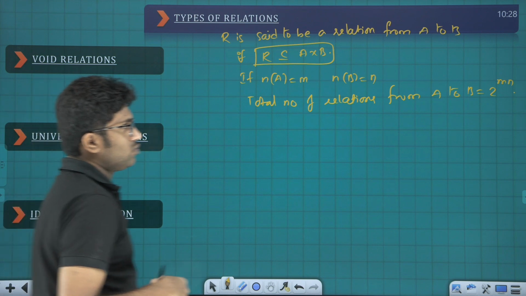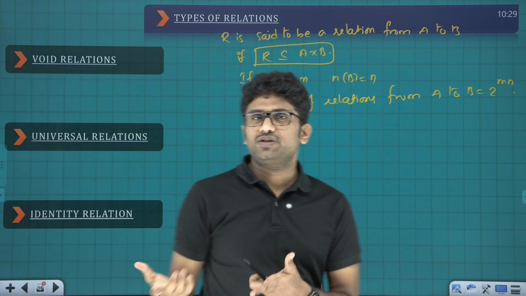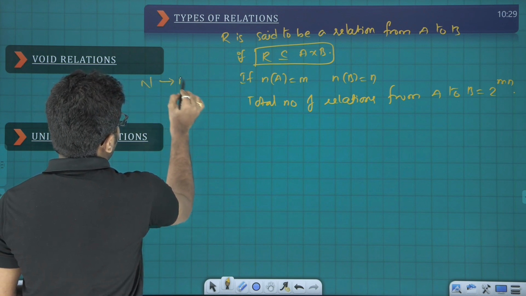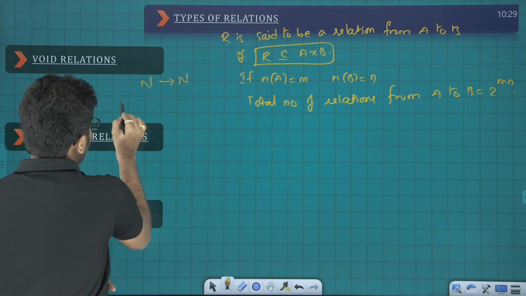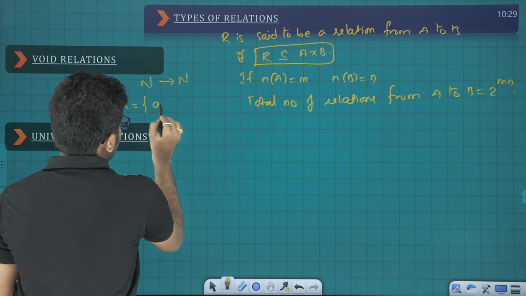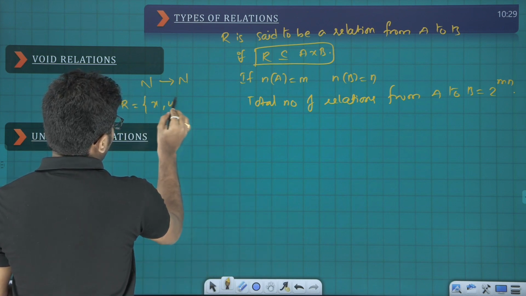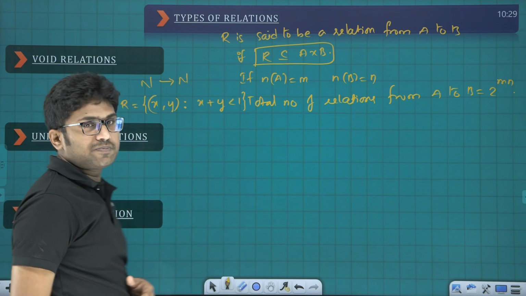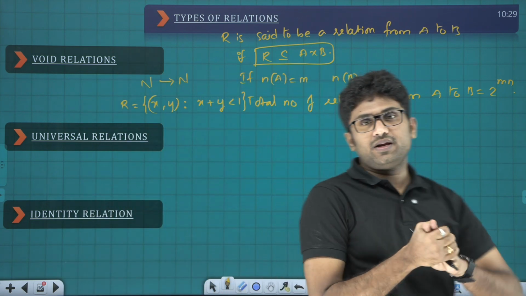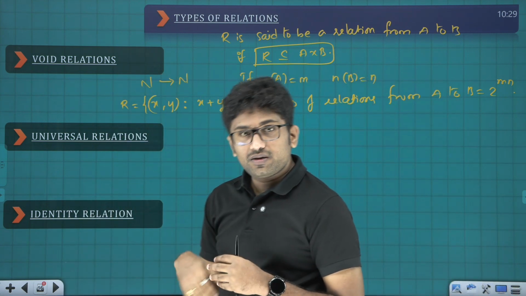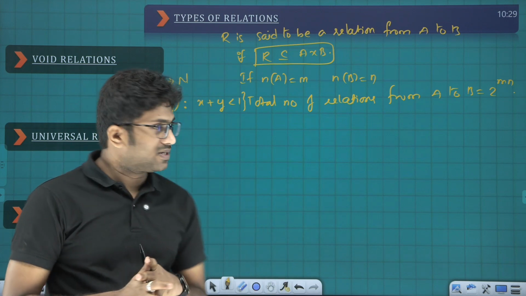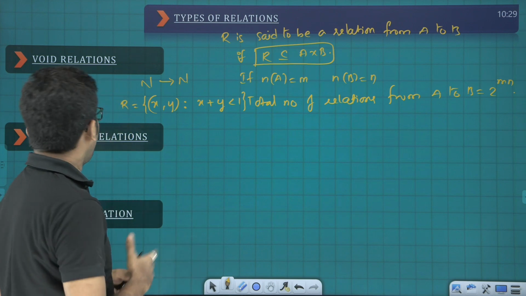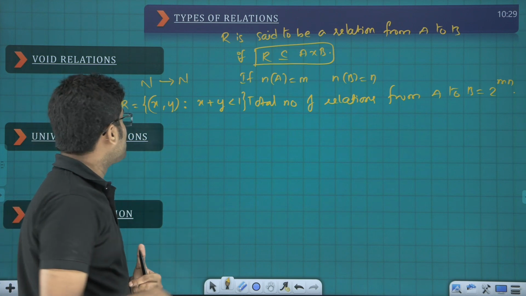And next, void relation. Void relation means an empty relation, a relation which consists of no element. Let's say R is a relation defined from N to N, natural numbers to natural numbers. Now R is equal to the set of all ordered pairs x comma y such that x plus y is less than 1. Can we get any ordered pair such that x, y both belong to natural numbers and x plus y is less than 1? No. Such a relation is said to be an empty relation or void relation.